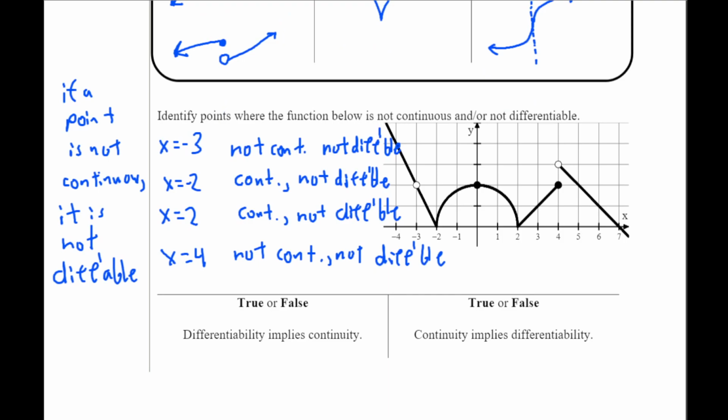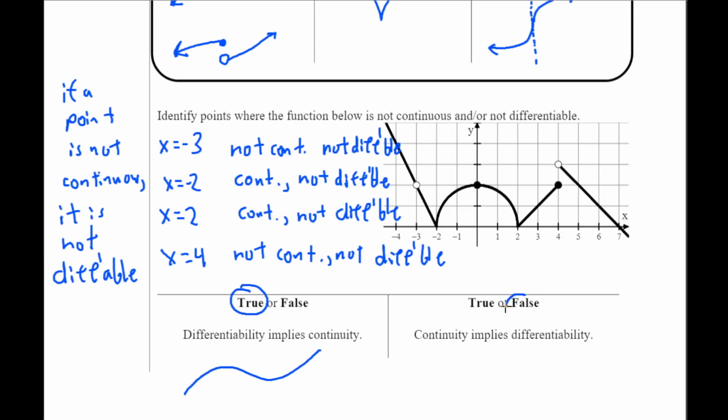So, some true or false questions. Differentiability implies continuity. This is true. If a function is differentiable everywhere, it has to be continuous everywhere. However, the reverse is not true. Continuity does not imply differentiability, but differentiability does imply continuity.